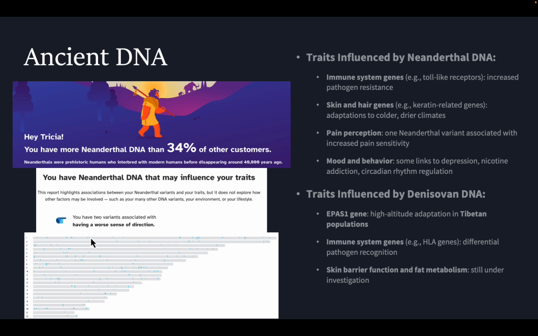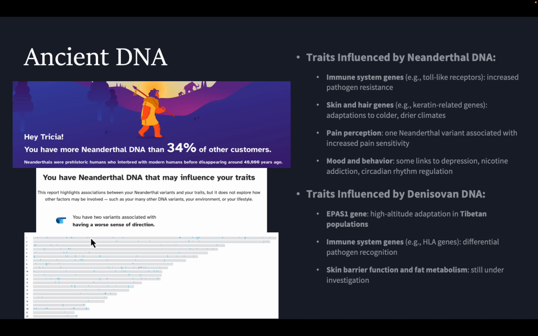We see changes to the genes for skin and hair, like keratin-related genes. There are more adaptations to colder, drier climates. We see pain perception. People with one of the Neanderthal variants are more sensitive to pain. And we see genes linked to things like depression, addiction, and circadian rhythm regulation. So that's your day-night cycle. So that's what we see on the Neanderthal side.